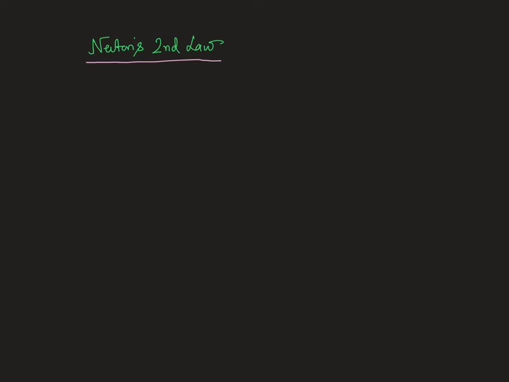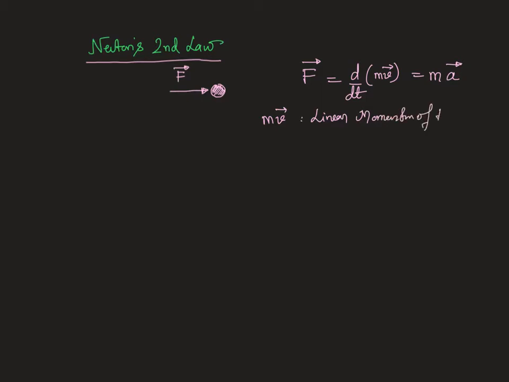So Newton's second law on a particle says that if F is the force on a particle, then F is equal to the rate of change of its linear momentum, so d/dt of mv. So that means you get ma. So this m into v is known as the linear momentum of the particle. Now this was Newton's law for a single particle.